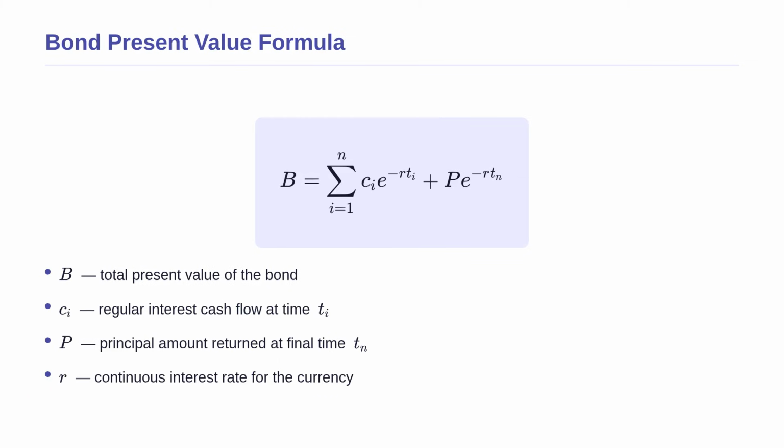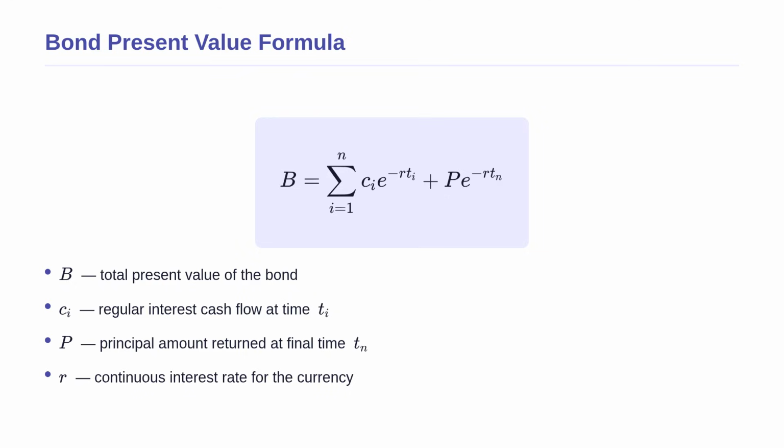To use our swap formula, we first need to calculate the present values of those individual bonds. We do this using continuous compounding, which shrinks future cash flows down to what they are worth today. In this formula, B is the total present value of the bond. The symbol C sub I represents the regular interest cash flows at specific times. P is the final principal amount returned at the end.